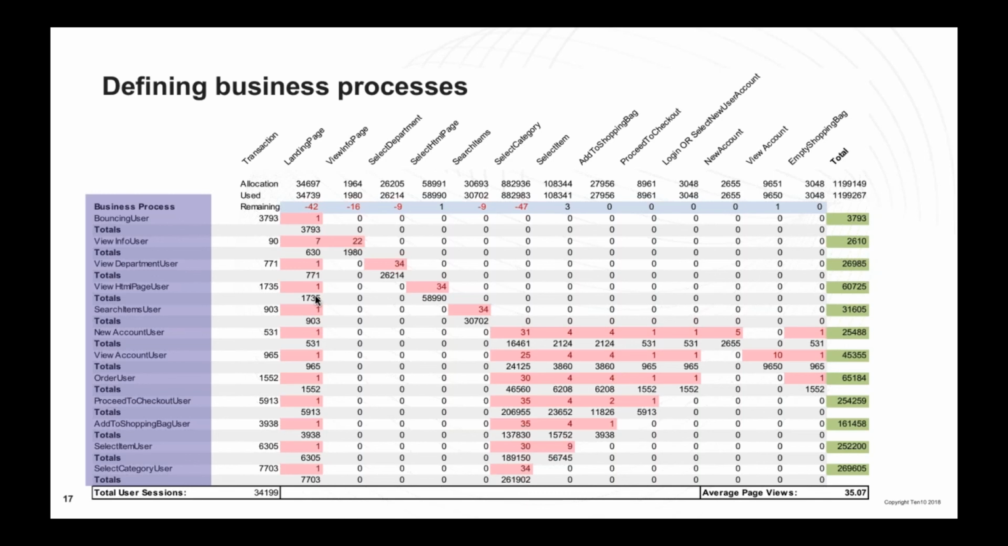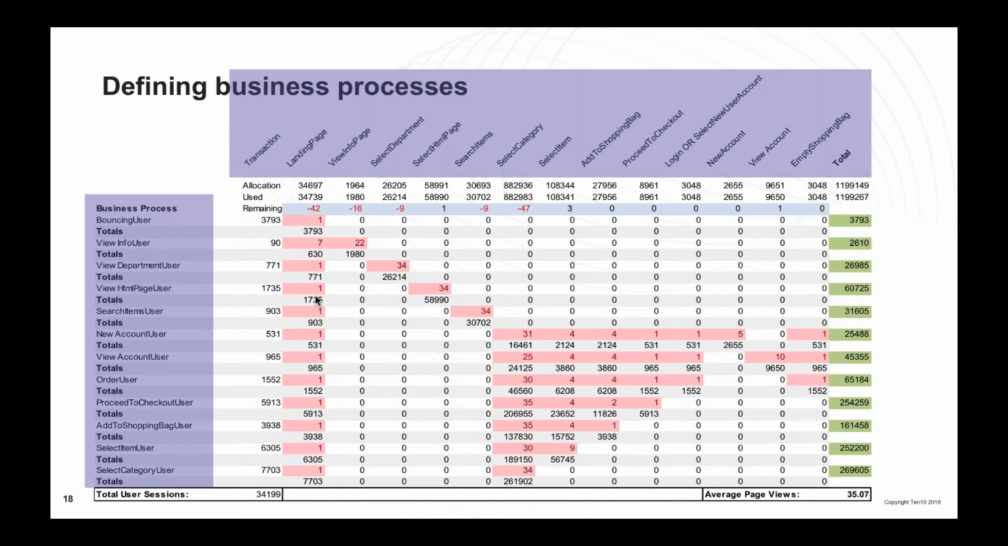So in this example, we have 12 individual user journeys down the side and 13 transactions across the top. This is a fairly manageable number. Sometimes it's more, sometimes it's less, but we find that too few and it's not representative enough, too many and the tests become too complex and unmanageable.